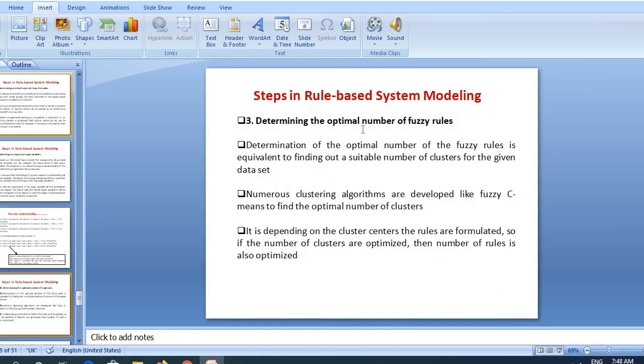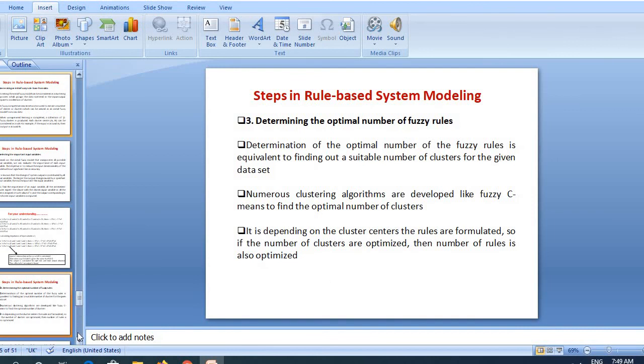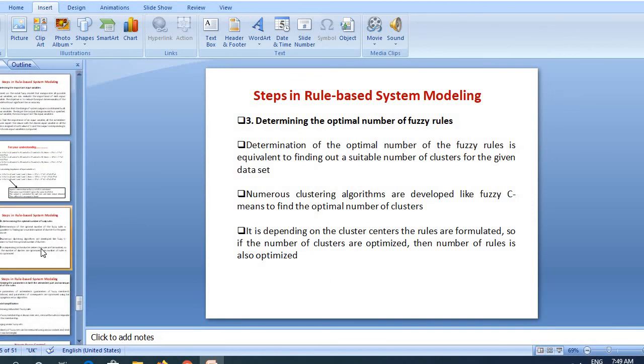Now, deciding the number of fuzzy rules. Determining the optimal number of fuzzy rules depends upon determining the optimal number of clusters. There are numerous fuzzy clustering algorithms which can find the optimal number of clusters. For example, you can use fuzzy C-means or K-means clustering. Once the optimal cluster centers are formulated, the optimal number of rules can also be found. So finding the optimal number of rules depends upon finding the optimal number of clusters.